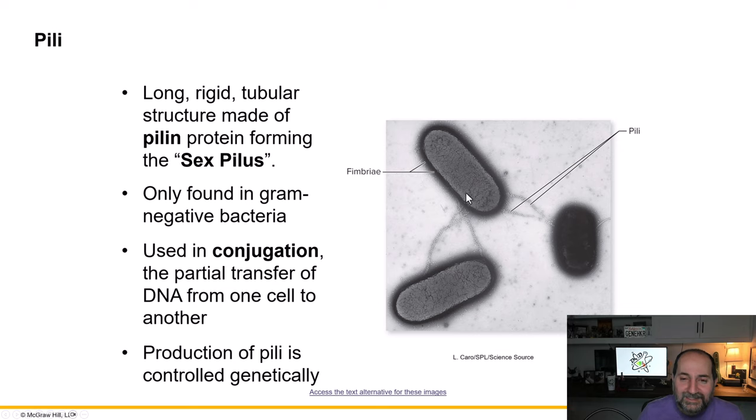Isn't that neat? And then that recipient might pick up some important genes, some helpful genes like antibiotic resistance genes or toxin genes or even genes that are required for making their own sex pilus. Isn't that neat? So you see why that's called horizontal gene transfer? Because one fully developed bacterium sends genetic information to another fully developed bacterium. That's a lot different than vertical gene transfer, where the genes are transferred from parent to child.